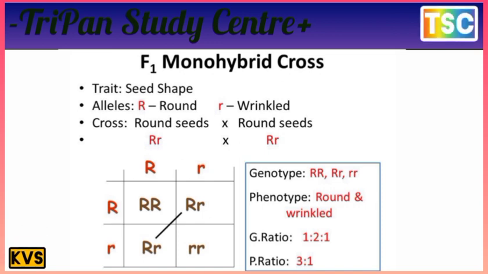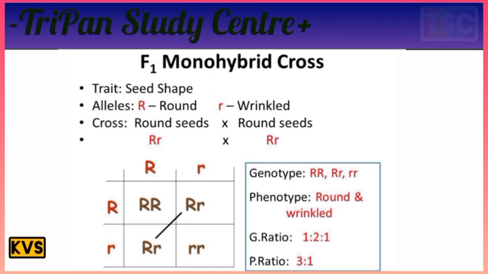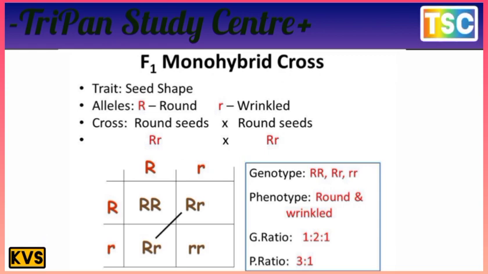The genotypes are RR, Rr and rr, and the phenotypes are round and wrinkled. The genotype ratio is 1:2:1 and the phenotype ratio is 3:1. That's important for the exam: the genotype ratio and the phenotype ratio is 3:1.